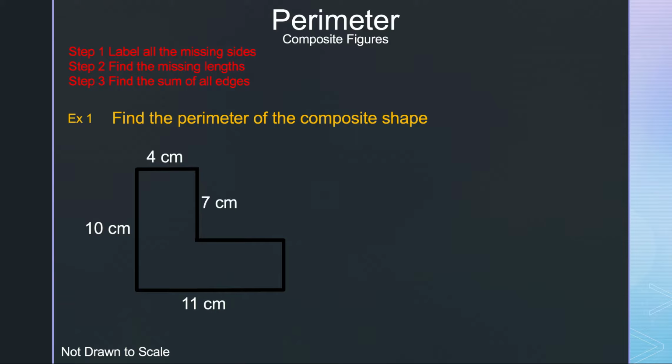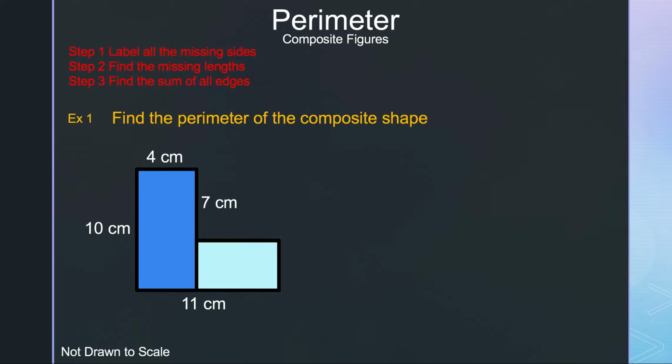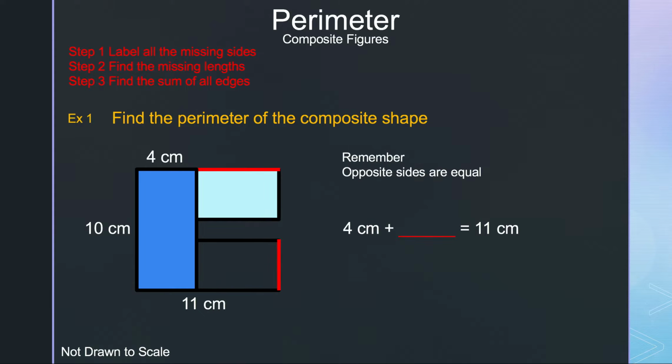So before we do this, let's go ahead and add some color to it so that we can see and find the missing side lengths easier. So let's go with step 1, label all the missing sides. So let's do that. And now step 2, find the missing lengths. So now we're going to go ahead and get started with that.